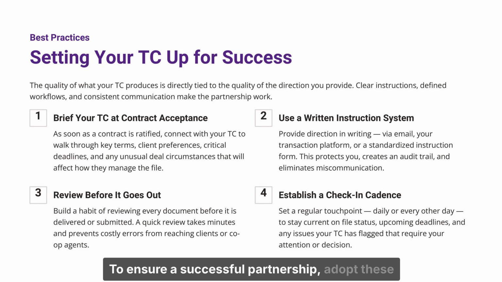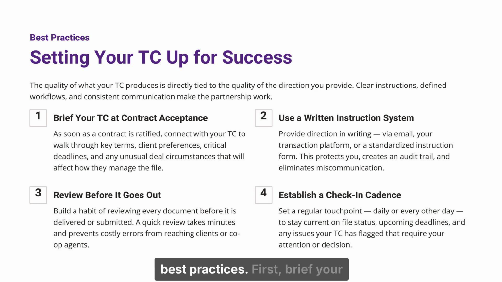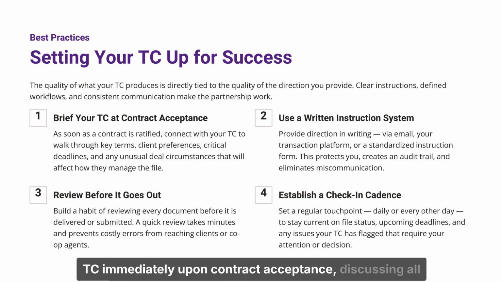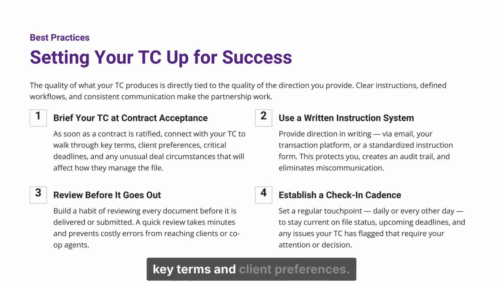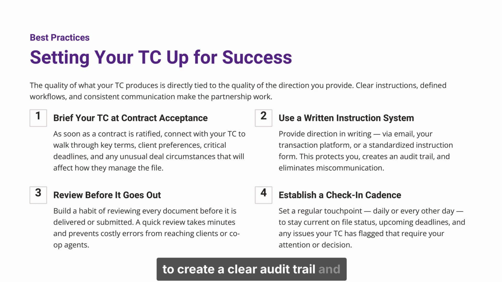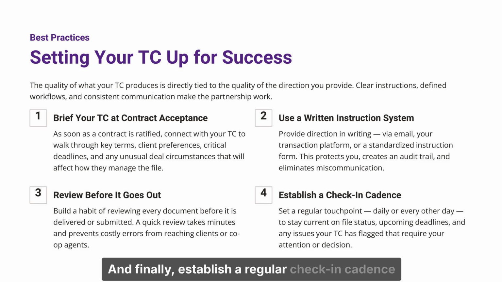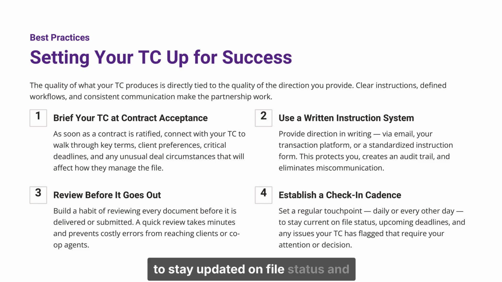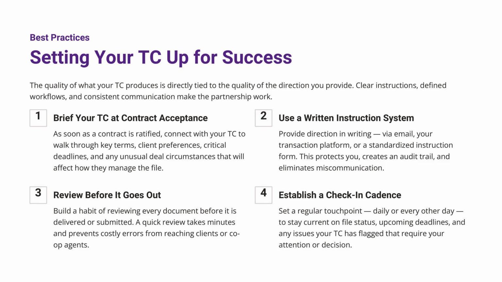To ensure a successful partnership, adopt these best practices. First, brief your TC immediately upon contract acceptance, discussing all key terms and client preferences. Second, always use a written instruction system, whether via email or a transaction platform, to create a clear audit trail and avoid miscommunication. Third, make it a habit to review all documents before they are sent out. And finally, establish a regular check-in cadence to stay updated on file status and address any issues promptly.